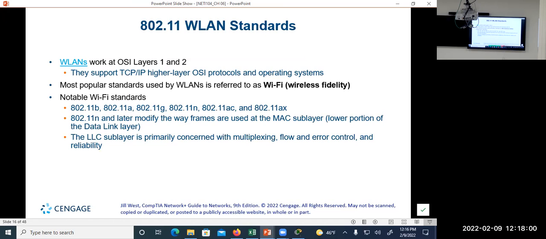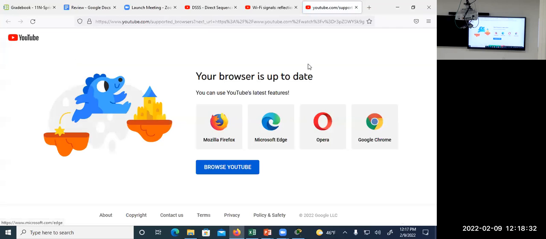So the wireless local area network supports the TCP/IP higher layer protocols and the operating system. The most popular standard used by wireless LAN is referred to as Wi-Fi. And you have some standards: everything about 802.11 is about the wireless local area network here. It can be 11b, a, or g, n, or ac, or ax. I have another video here.